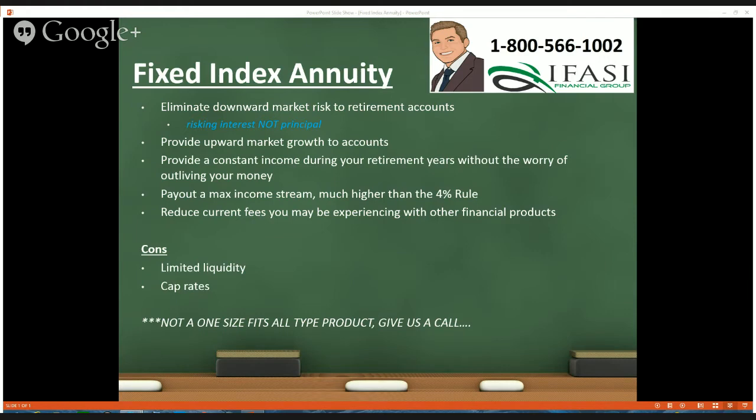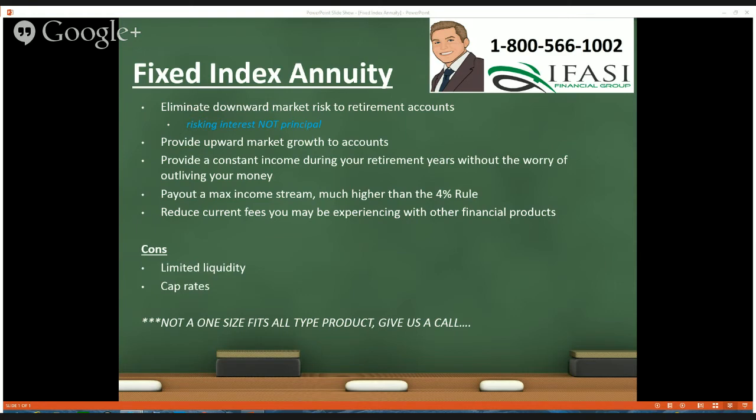So a fixed index annuity works on the same concept as a fixed annuity of paying you a fixed percentage rate year by year, except that the percentage rate that's going to go into your principal, into your account, is based upon a stock market index. And it's only on the upward market growth, not the downward market loss. Because every year what's happening is you're risking the interest that would potentially go into your account.